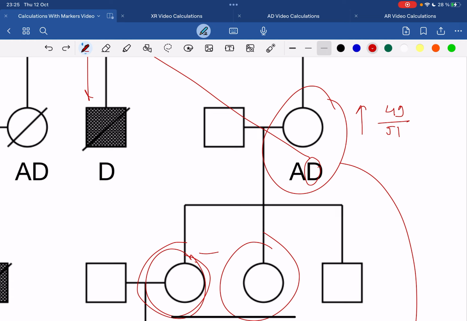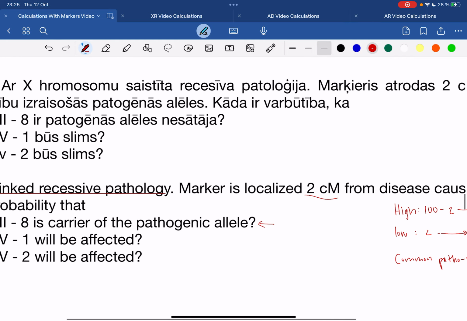So 1/2 multiplied by 49/51, that is equal to 49/102, pretty sure. Yeah, perfect. So this first would be 49/102.